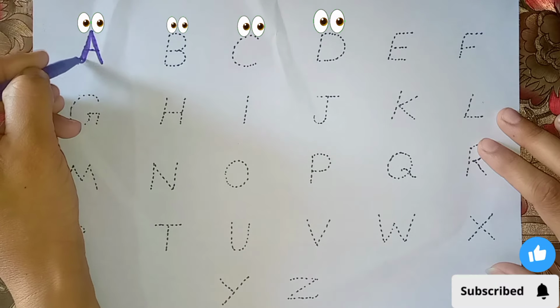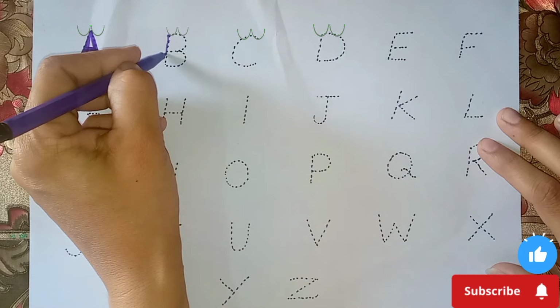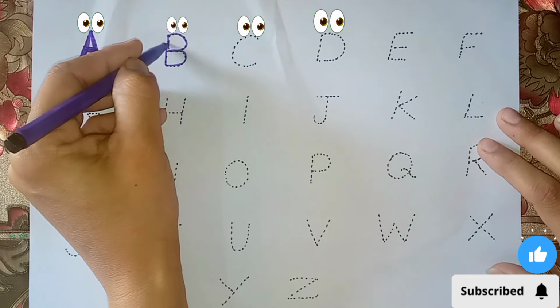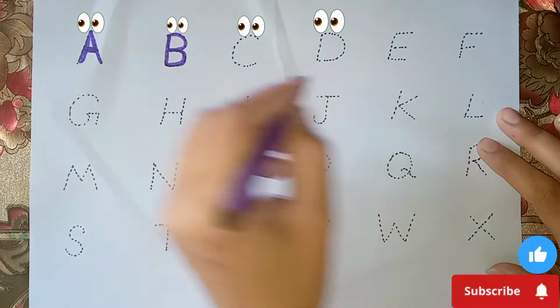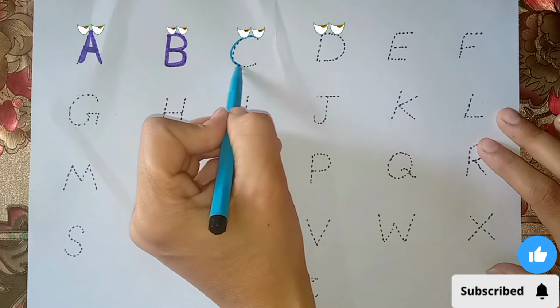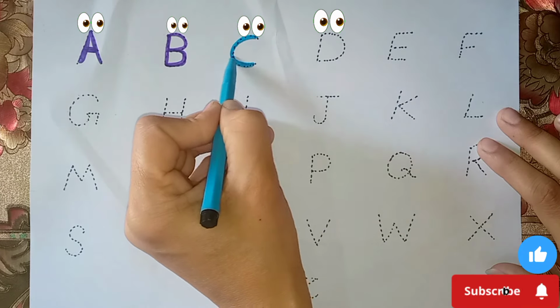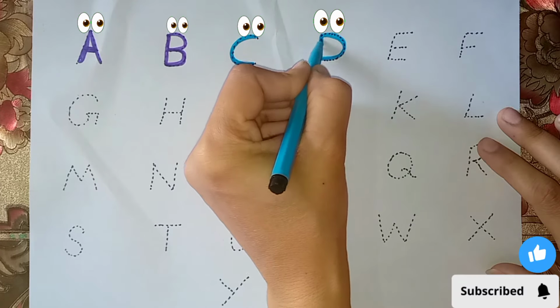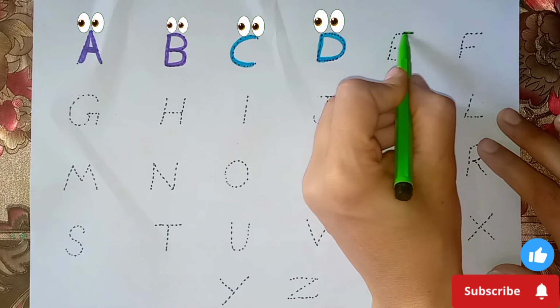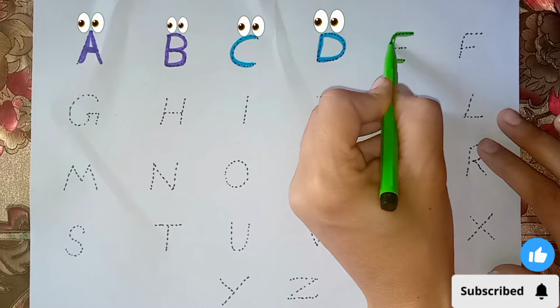A for apple. B for banana. C for coconut. D for date. E for elephant.